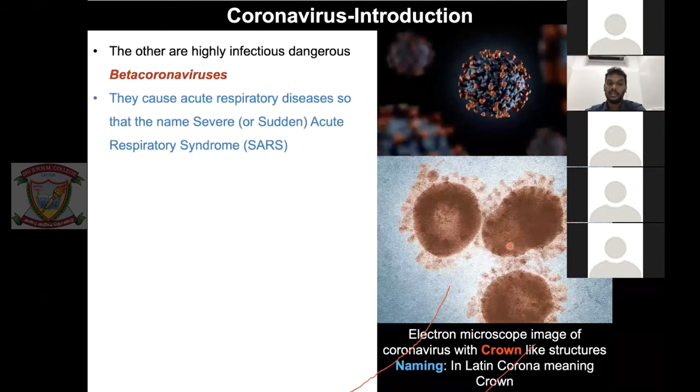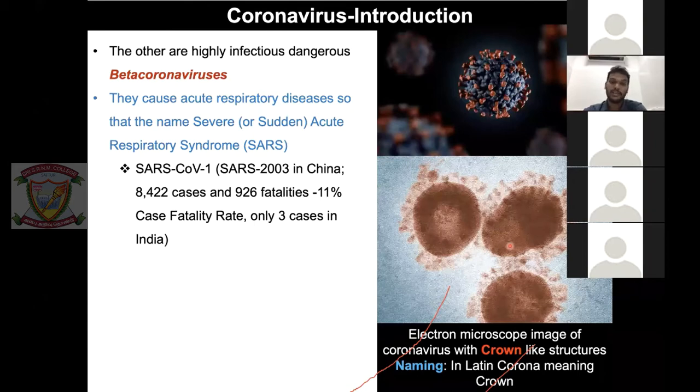There are 3 other really dangerous and highly infectious coronaviruses, and all 3 are beta coronaviruses. They cause acute respiratory diseases, hence the name severe acute respiratory syndrome, or SARS. They are all known to cause really heavy breathing difficulties. So what are these 3 coronaviruses? The first is SARS-CoV-1, which was identified in 2003 in China and led to 8,422 cases, of which 926 were fatalities, nearly 11%. Only 3 cases were found in India, so we are fortunate in that respect.